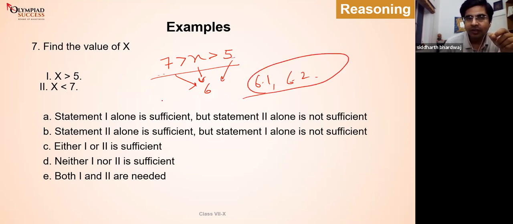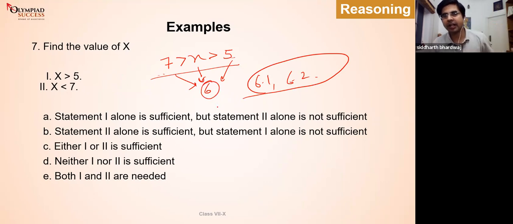You understand? Because it is not written here that x is an integer, like a positive integer, or a whole number. Nothing like that is written here. So we will assume that it can be any number like 6.1, 6.2, something like that. There can be infinite numbers, 6.11, 6.12, so many numbers can be there. So that means neither 1 nor 2 is sufficient to answer the question, right? So answer will be option D.